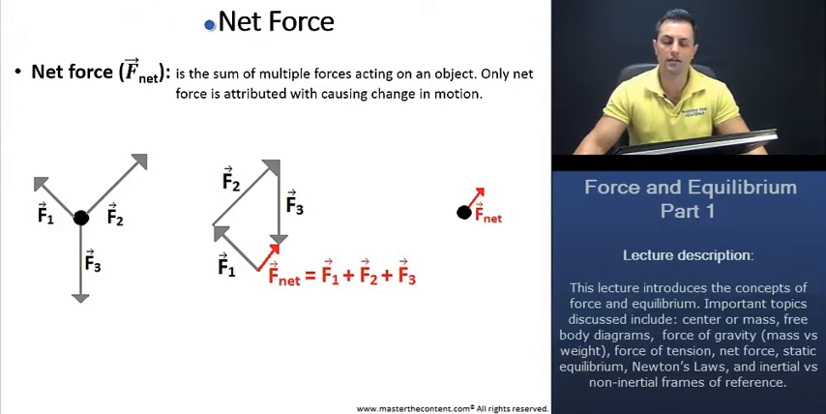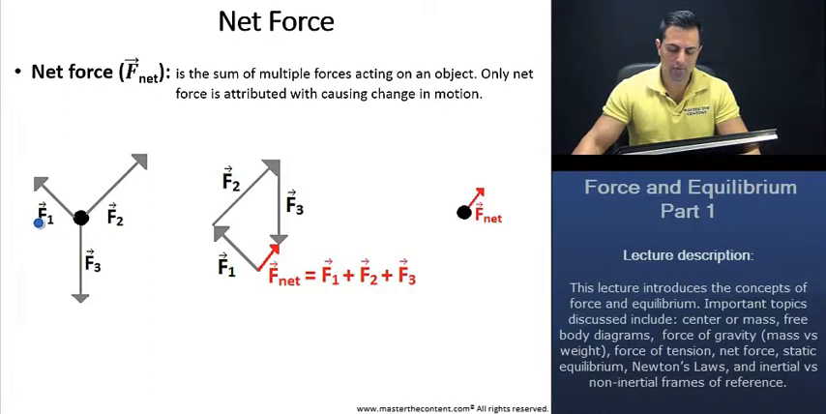Now we'll take a look at net force. Net force is the sum of multiple forces acting on an object. Only net force is attributed with causing change in motion. So if we take a look here at our first diagram, we see that we have an object here, whatever that object is. This is a free body diagram, which we'll cover in just a moment.